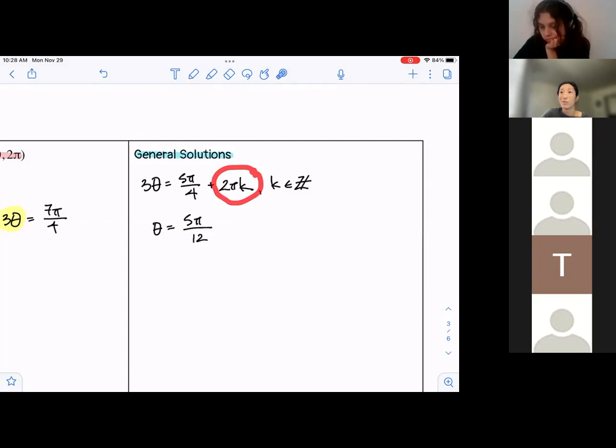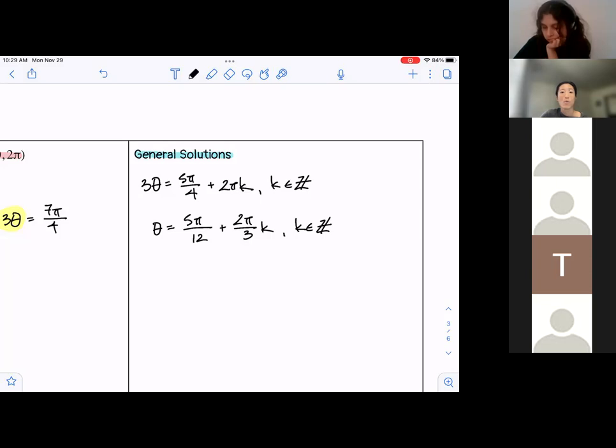I better divide this by 3 too. Okay, so if you're not looking at the screen right now, look at the screen, I would divide this term by 3 as well. Okay, what do I get when I divide 2πk by 3? Two pi over 3k. And where is the k? The k can either be next to the pi or it can be on the outside. You're multiplying it anyway. Great. So 2π/3k, where k is still an integer. Okay. So yeah, we divide everything by 3.